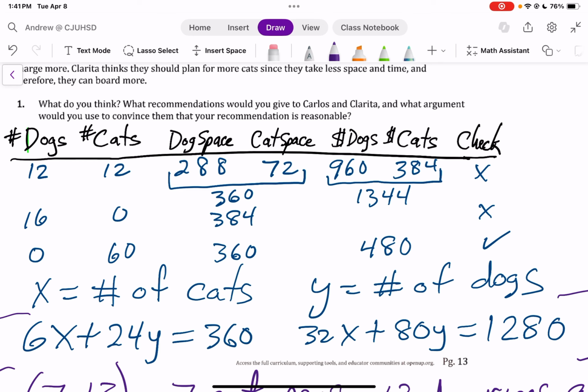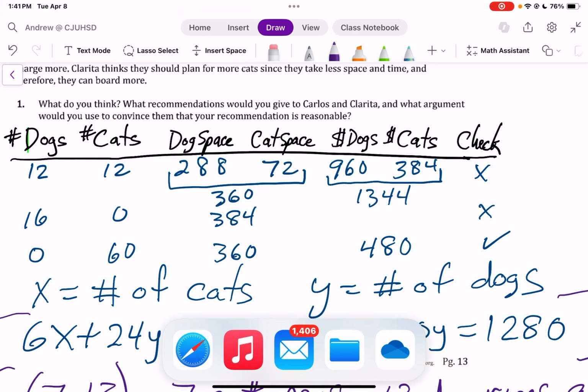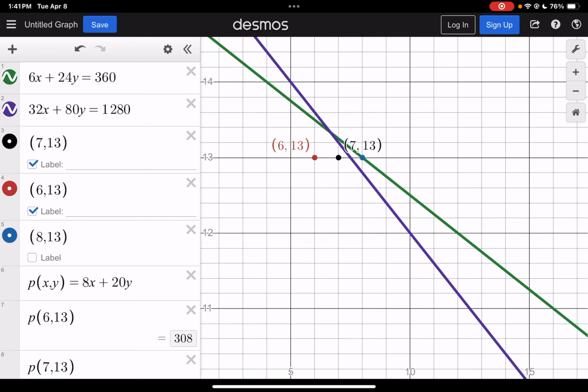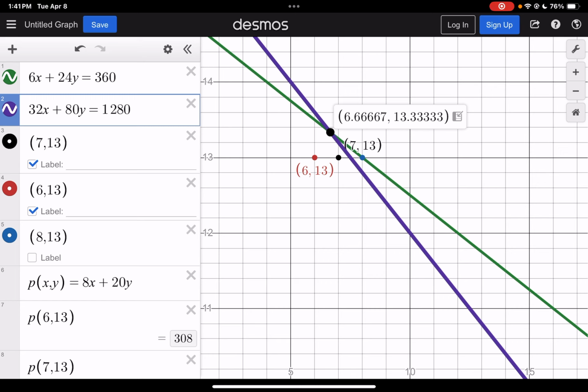Then we looked at Desmos. Looking at Desmos, if we look just for the intersection of those two equations, there's a problem. You get fractions. And we can't have fractional pens. It's either got to be complete or not. So we started looking for points that were around the intersection that were whole numbers. Now (6, 13) is one that works, but so does (7, 13).